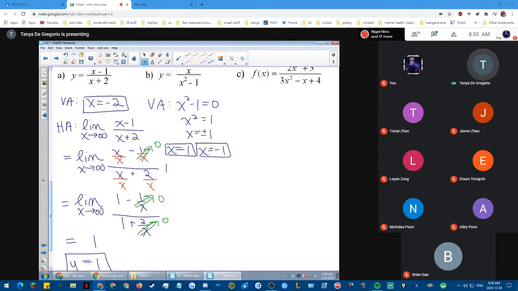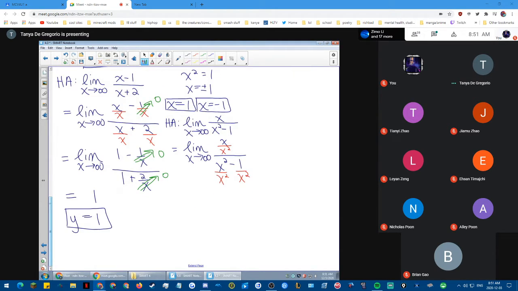For the horizontal asymptote, again, we're going to take the limit as x approaches infinity of your function. What's the highest power of x in my function? X squared. Good. And that's what I'm going to divide everything by. Okay. And now we're going to clean it up. X over x squared is the same thing as 1 over x. Yes, when we clean it up.